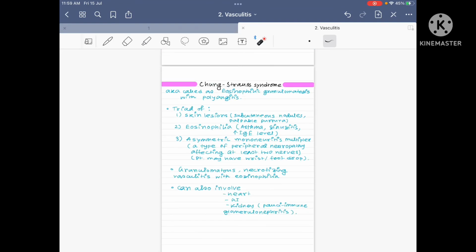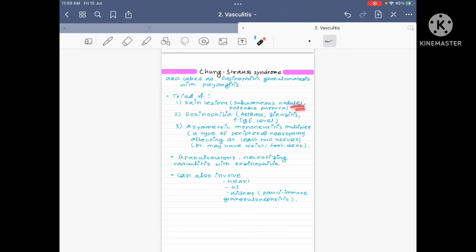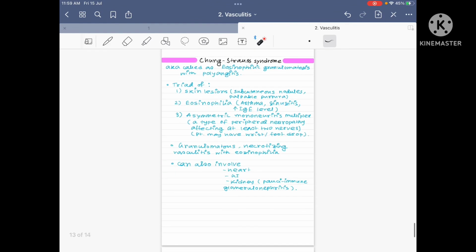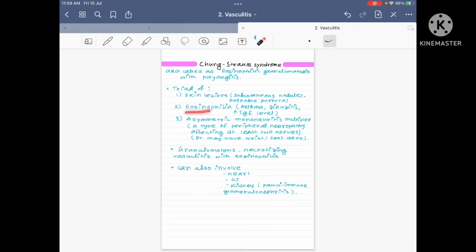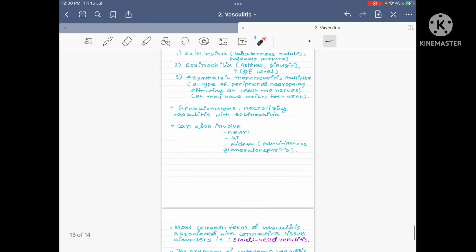And Churg-Strauss disease, also called eosinophilic granulomatosis with polyangiitis. Here in lesion there is subcutaneous nodule, palpable purpura as above. There will be eosinophilia, that means asthma, sinusitis, IgE level, and asymmetric mononeuritis multiplex, which is some type of peripheral neuropathy happening in at least two nerves. Patient may have foot drop, that's it. And there will be granulomatous necrotizing vasculitis with eosinophilia. Can involve heart, GI, kidney. Not that important. Just remember the post-immune glomerulonephritis. In the triad of skin, eosinophilia, asymmetric mononeuritis multiplex, it is important.